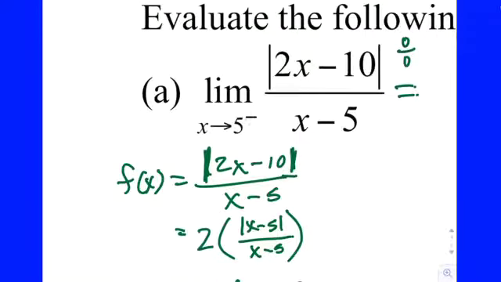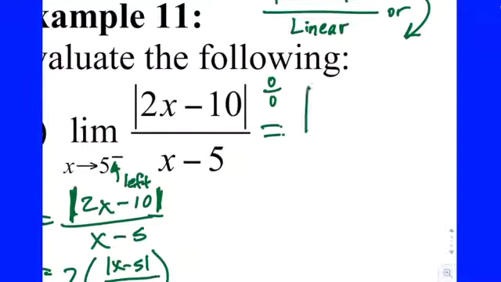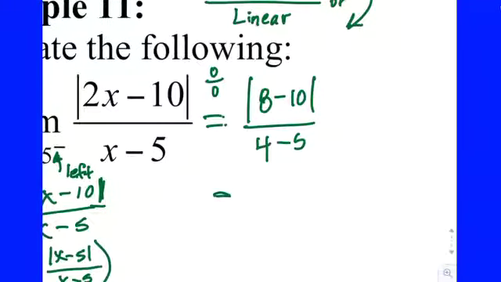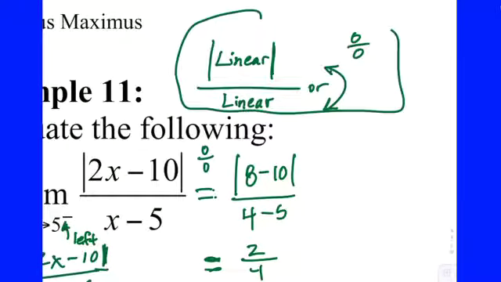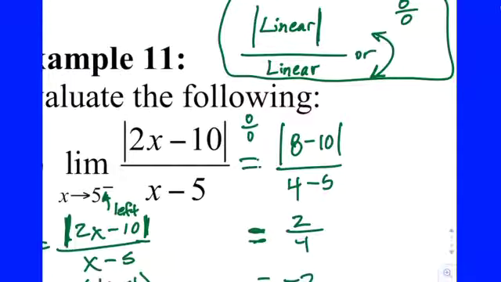Pick a value that is left of 5. 4, okay? Let's plug in a 4. Absolute value of 2 times 4 is 8 minus 10 all over 4 minus 5. That ends up being the absolute value of negative 2, which is 2, over 4 minus 5 is negative 1, and it ends up being negative 2, okay? If you would have chosen 0, you get the same thing. So for the Jumpman, and this is how you identify transformations of the Jumpman, absolute value of linear over linear or linear over absolute value of linear. You don't have to bother getting them to match up with x minus 5.